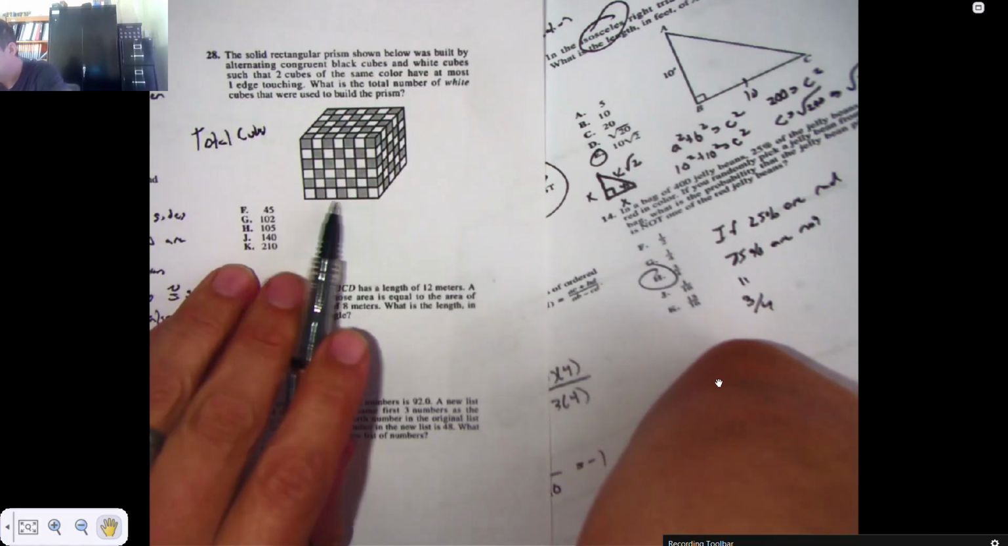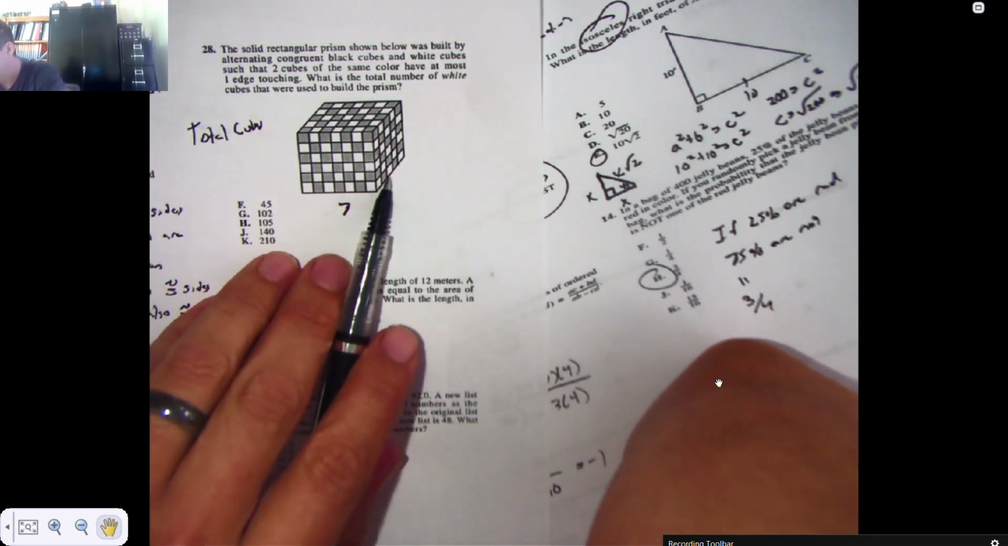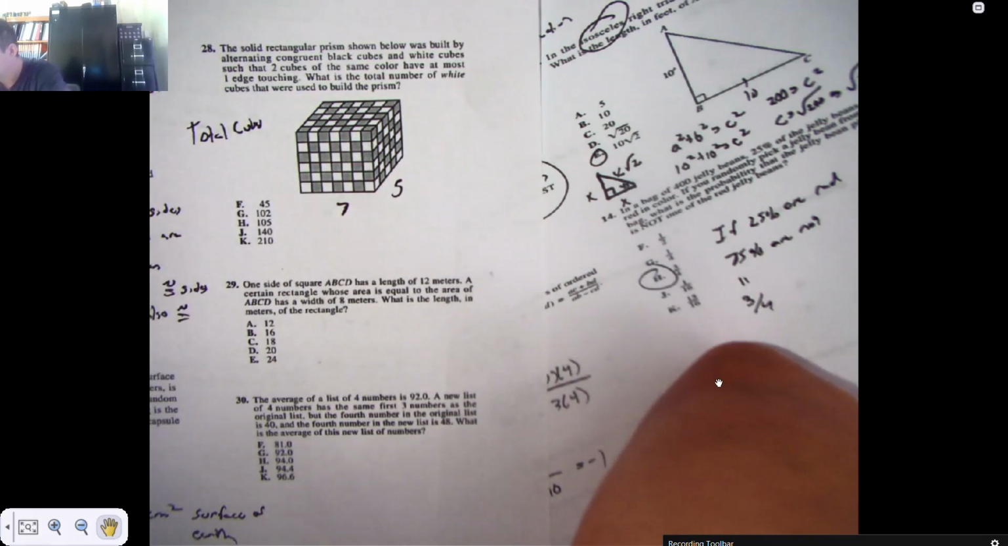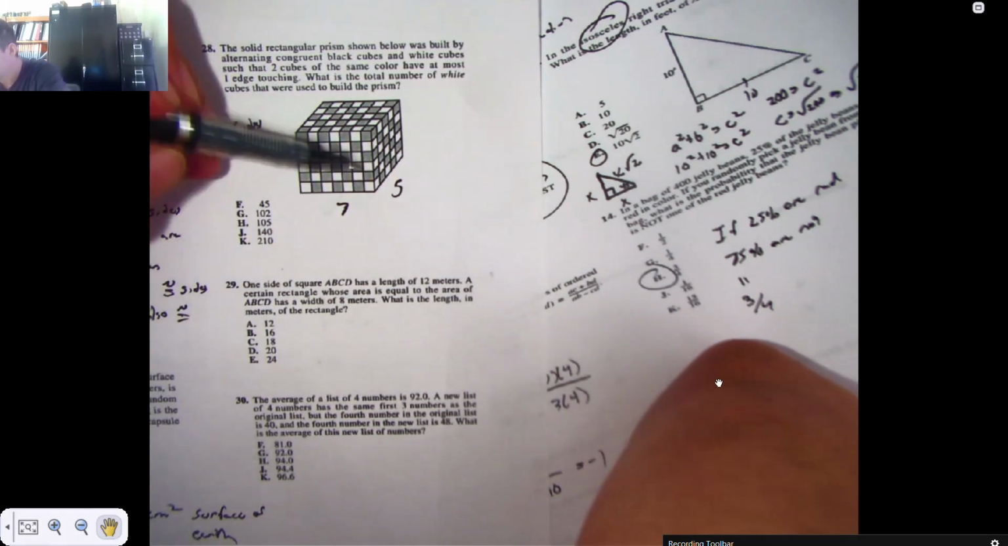Let's figure out the total cubes. There are 7 cubes here, 5 there, and what's our height here? 6. Total cubes is 7 times 6 times 5, which is 210. Presumably it's half that, but I don't know. I really don't know. That's my guess.